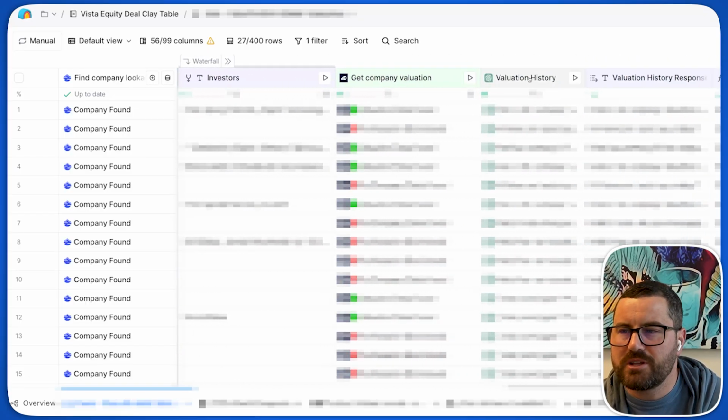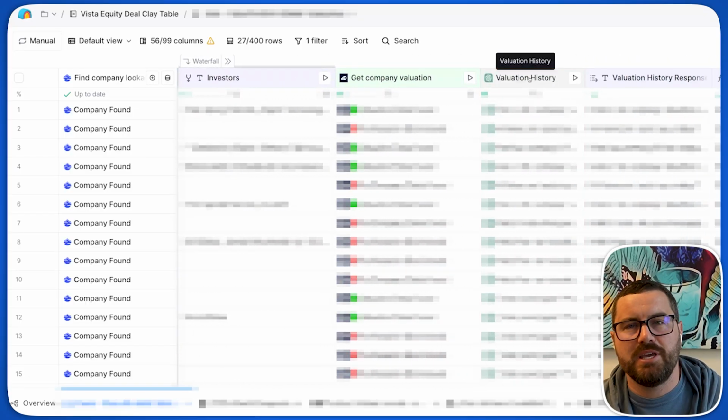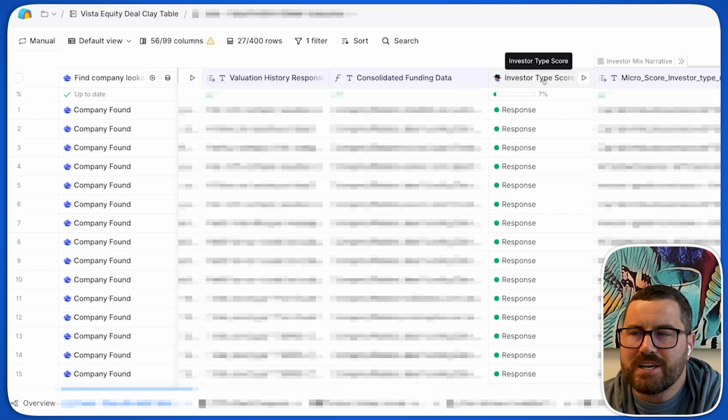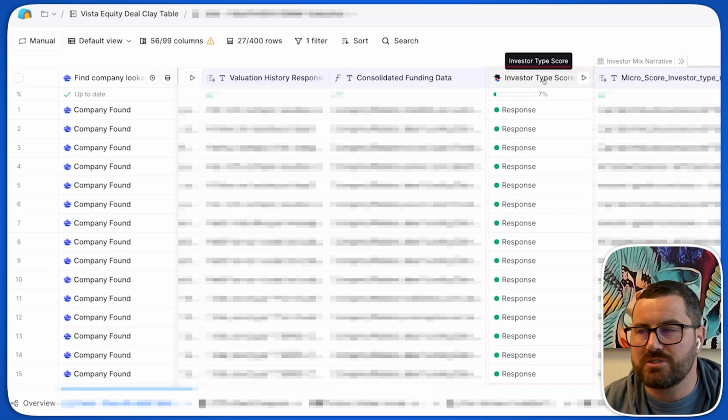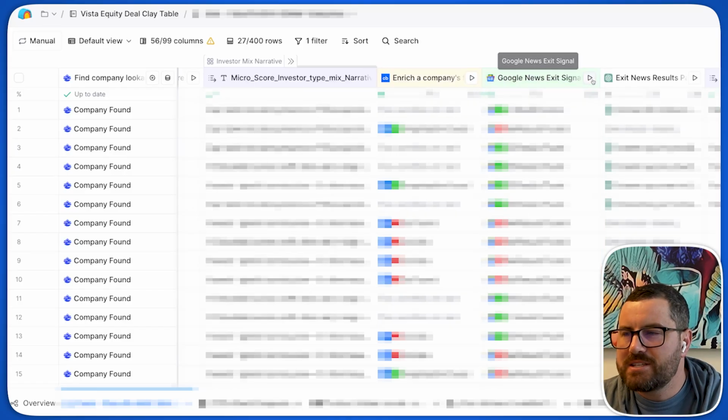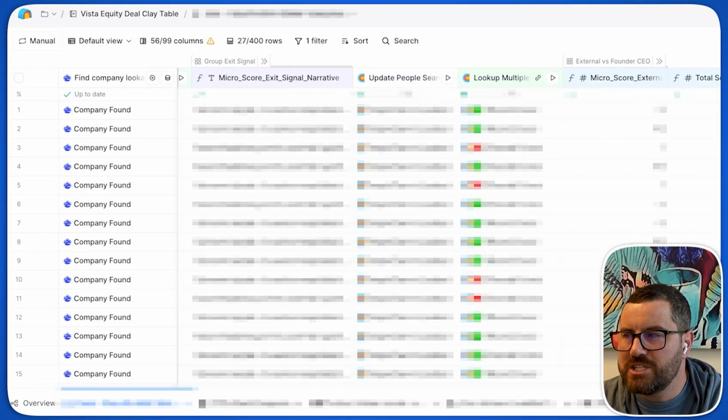We're going to go through and look at their valuation history, because a lot of PE firms do not invest in the very beginning. They invest in the middle or end of that investment cycle. We look at the investors that are already in the deal's details to see what type of investors they are. We're going to go through and look at any sort of exit news. We're going to look at signal detections for exits.